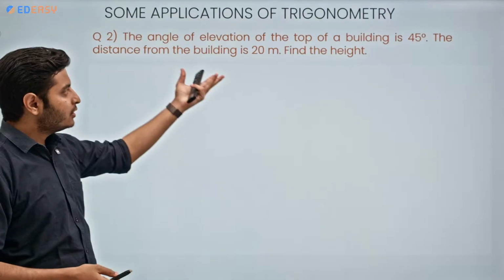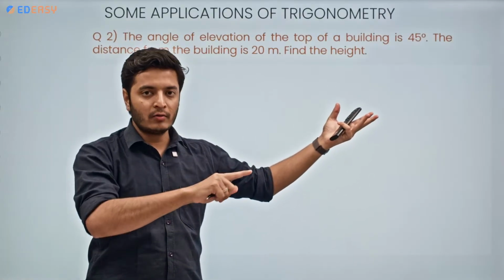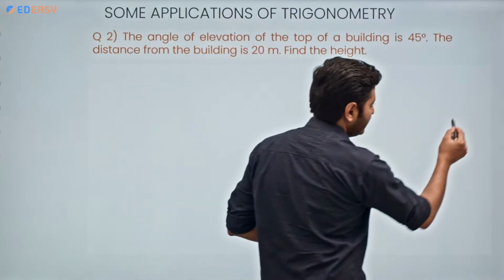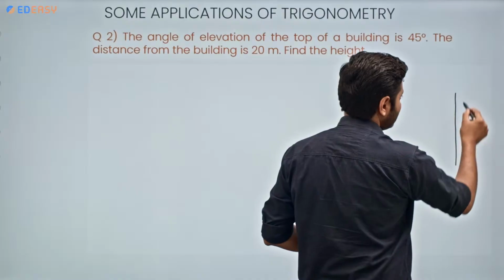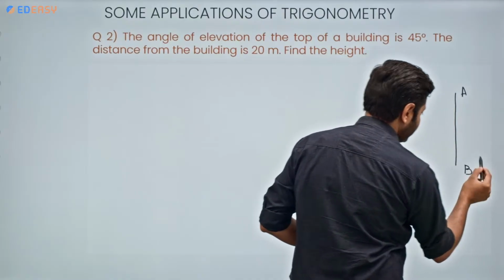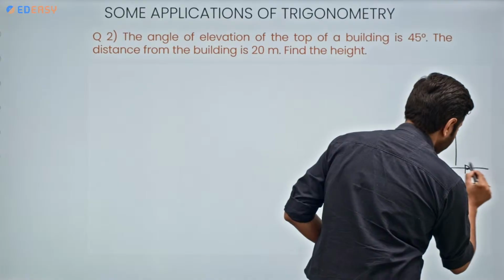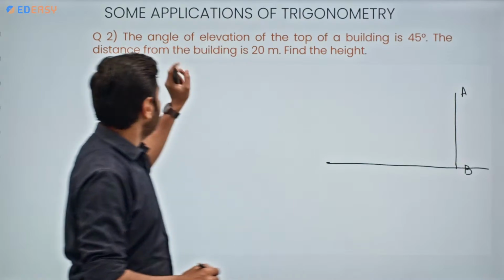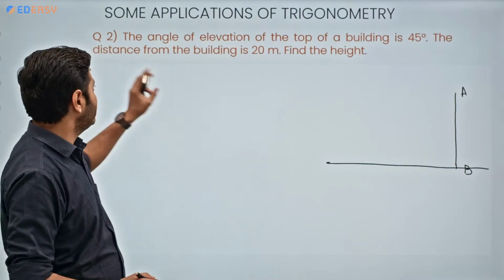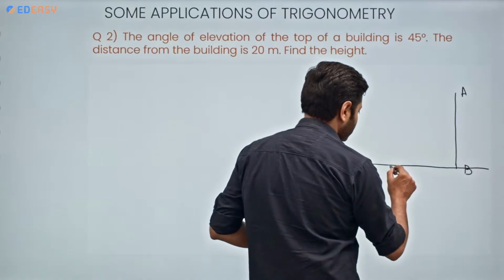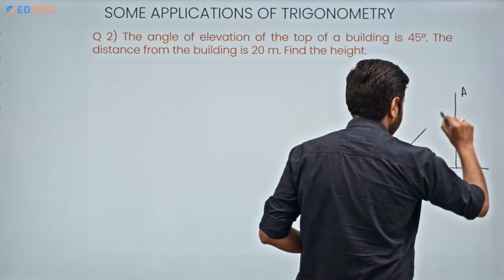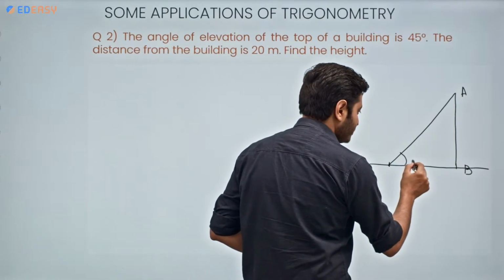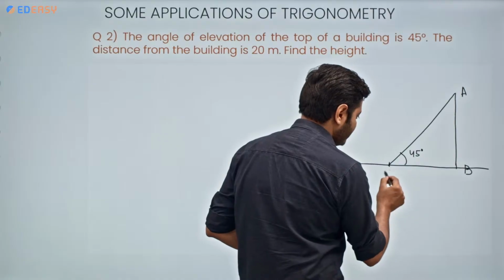What is given to us? The angle of elevation, it means the observer is at the ground level, of the top of a building is 45 degrees. So let's consider a building. This line segment AB is representing the building. This is my ground level. Now, the angle of elevation of the top of the building is 45 degrees. So now there is a point, suppose this one, from where the angle of elevation of the top of the building is 45 degrees. So this value is 45 degrees. This is my point C.